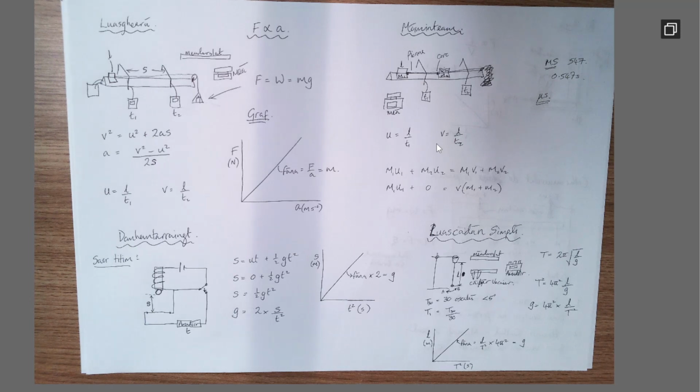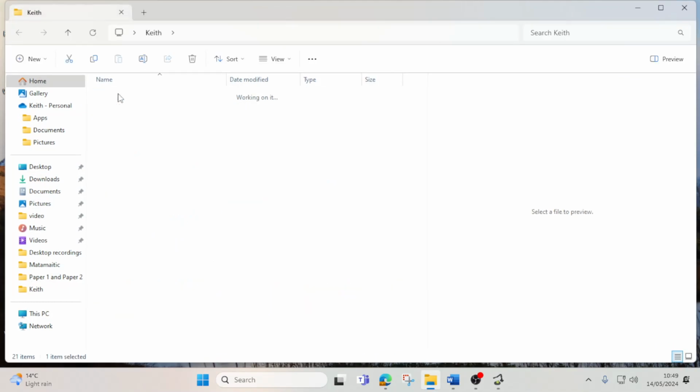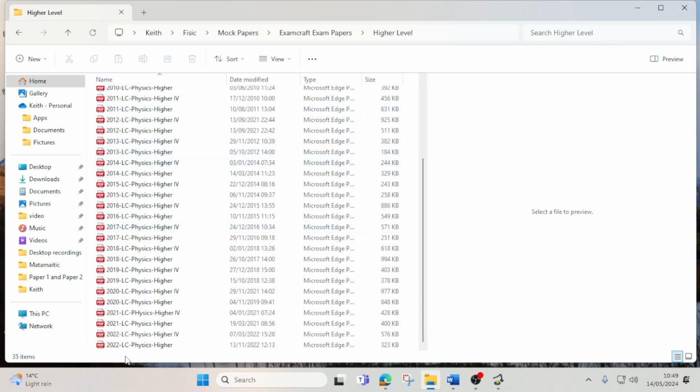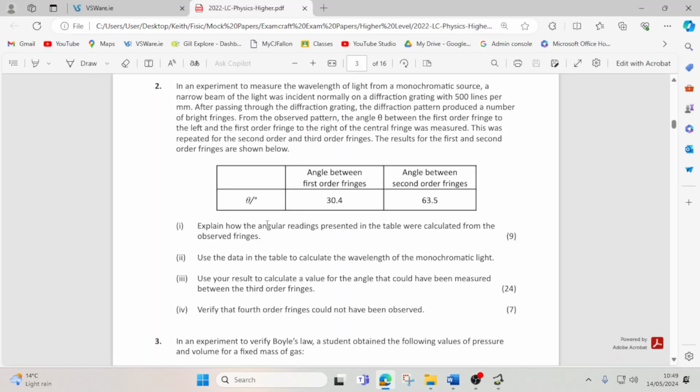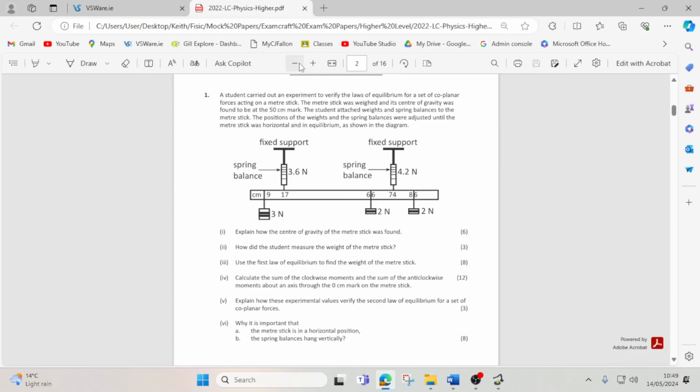So go through past papers in physics, mock papers at higher level, like 2022. This is a question on the law of equilibrium, forces. A student carried out an experiment on equilibrium of forces. She did not know the force of the ruler. What is the force of the ruler?